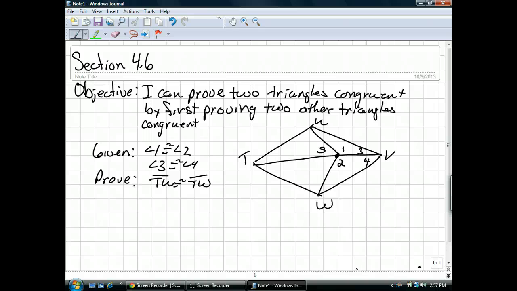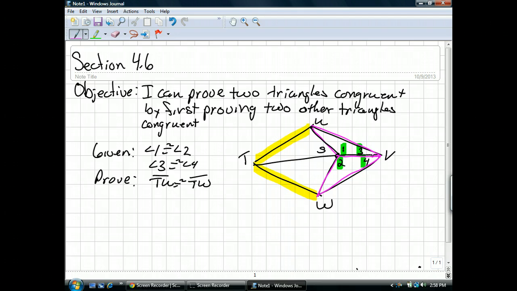So what we want to eventually prove is that this segment is congruent to this segment. That's where we eventually want to get. But right now, we know about this angle and this angle and this angle and that angle. Therefore, we know enough to get this triangle congruent to this triangle. Okay?